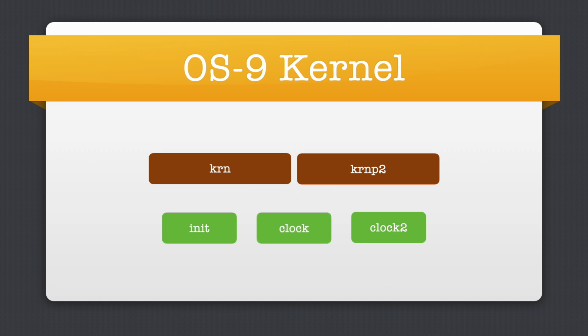The init module is a data module that contains configuration information for the system, and it has no code and is referenced by the kernel at boot time. There are two modules related to system time. Clock initializes the ticker hardware on the F256, which provides a heartbeat for multitasking, and clock 2 interfaces to the real-time clock on the F256 to get and set real time.